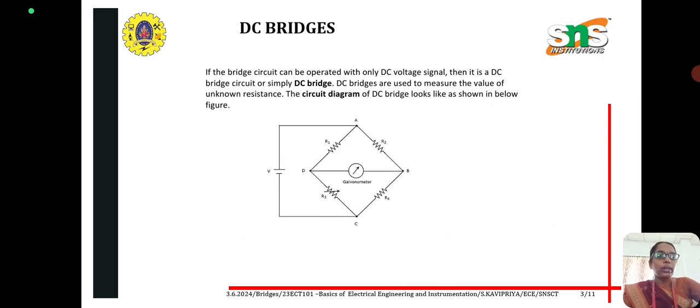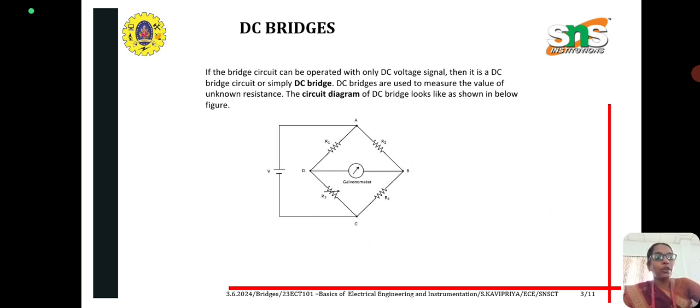So first, what is a DC bridge? If a bridge circuit can be operated with a DC voltage signal, then it is called a DC bridge circuit or simply a DC bridge. DC bridges are used to measure the value of an unknown resistance. And this is the circuit diagram of a DC bridge.